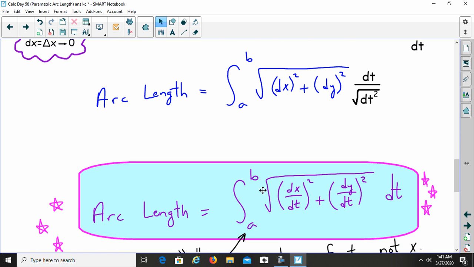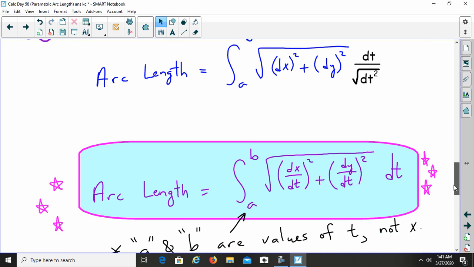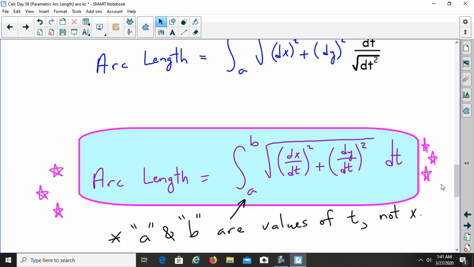And this gives me my actual formula that uses integration, therefore has zero error, in order to find the length of a curve defined parametrically. You'll want to write this down. You want to box it in and put several stars around it, because this is the formula that we're going to use for the rest of the video.